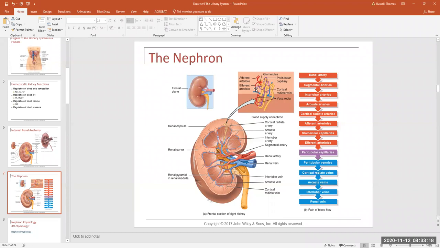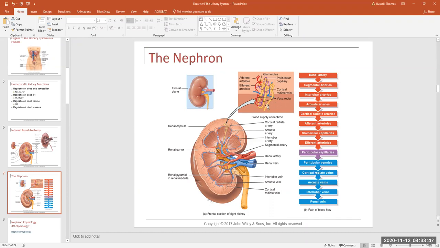There's a capillary bed up towards the cortex around the renal tubule in the cortex. That's called the peritubular capillary network. But it also supplies blood down into a capillary bed in the medulla, in the renal pyramid, around the renal tubule in the pyramid, which is called the vasa recta.